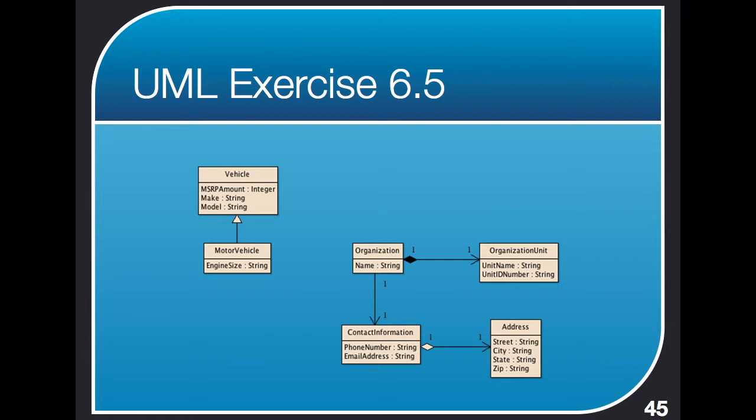And here's our solution for exercise 5. We've added an address class in the lower right and given it the street, city, state, and zip, all as strings. And then we've added an aggregation arrow to show that contact information is made up of things like an address. But it's a hollow diamond at the base of the arrow, showing it's an aggregation, showing that the concept of an address exists outside and independent of the concept of the contact information, unlike the organization unit whose existence is dependent on being within the context of an organization.